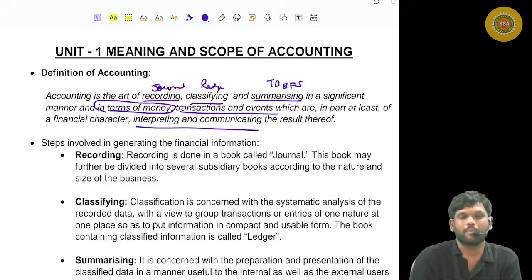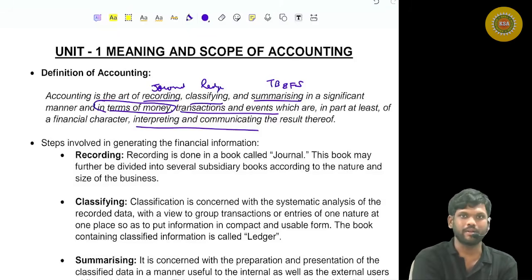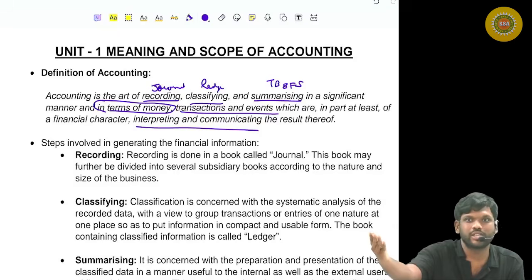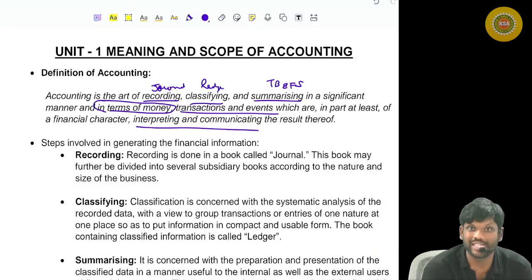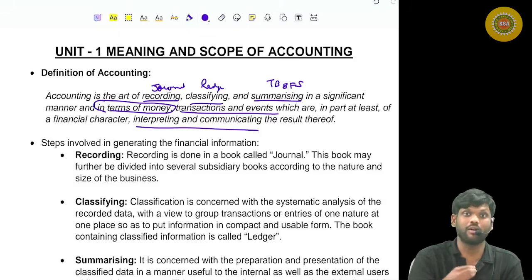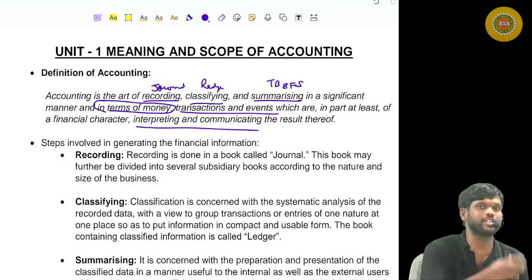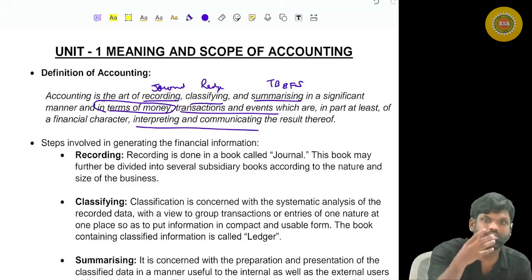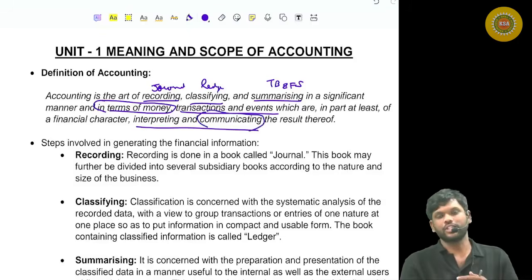What do you mean by interpret the results, sir? Once you have prepared the financial statements, you will try to cross question each financial statement, or you will try to analyze the financial statements. Guys, in your 12th standard or 11th standard, you would have learned something called ratio analysis. So through these ratios, we will try to analyze the financial statements. Then whatever final conclusions we will get, that we will communicate to the users of financial statements.